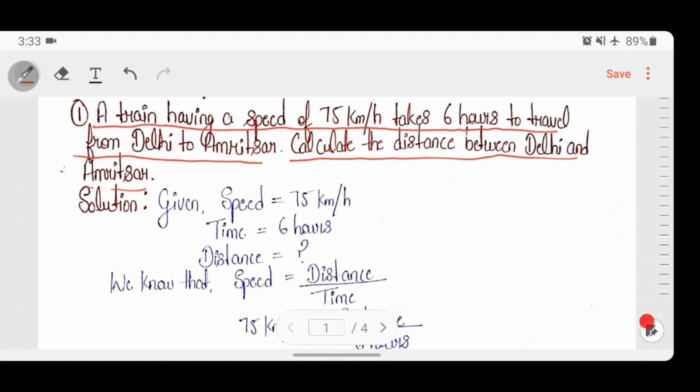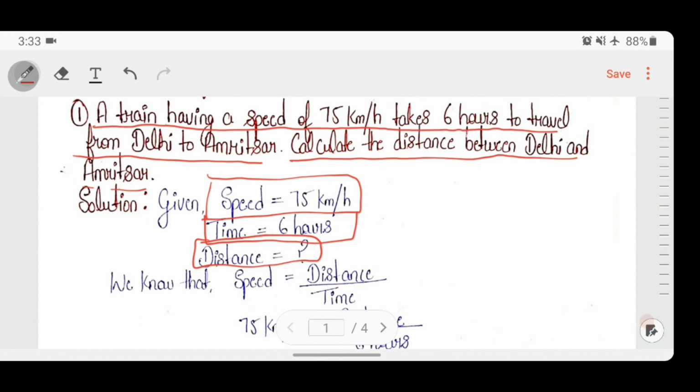So first of all, let's solve the numerical. The first thing we have to write here is the given quantities. When we are solving any numerical problem, first of all we have to write all the quantities that are given in the question. In the question, first of all we are given the speed of the train, which is 75 kilometers per hour, and also the time period. The time taken by the train to travel between Delhi and Amritsar is 6 hours, and what we have to find here is the distance between Amritsar and Delhi.